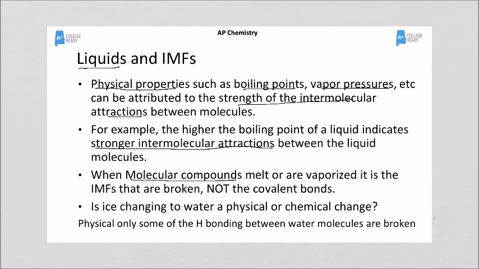So is ice changing to water a physical or chemical change? Remember, a chemical change is a reaction where you have new substances form. So hopefully you would think definitely physical, because what was happening there is ice is a solid, this very regular arrangement. We've got to break some of those hydrogen bonds. Then we still have hydrogen bonding between the water molecules, but we've broken some of them to change the arrangement.